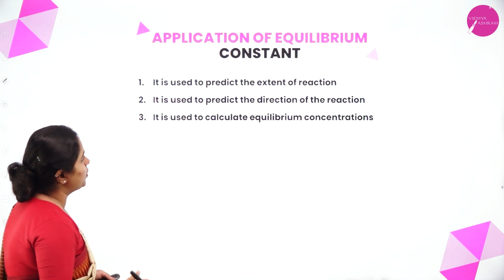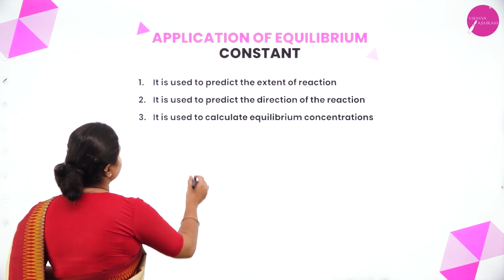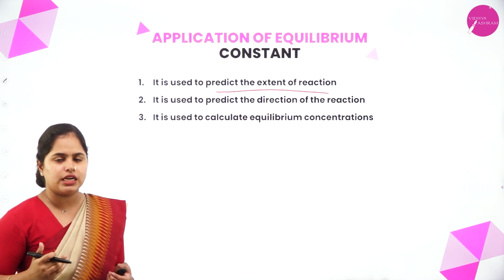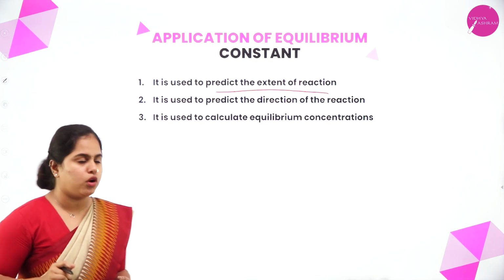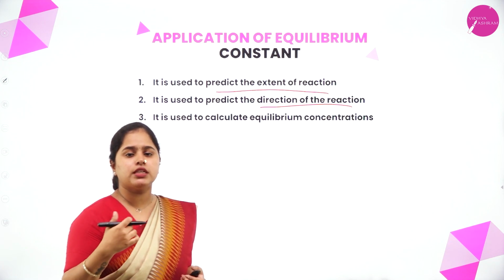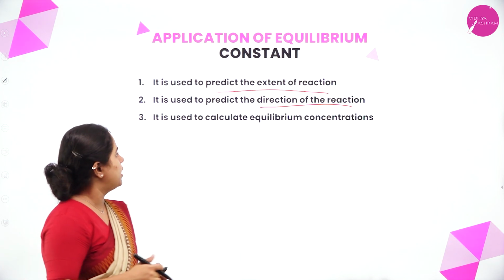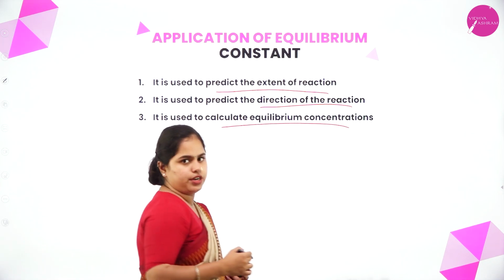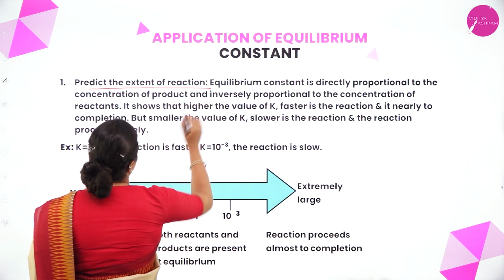Now moving on to the next one, that is applications of equilibrium constant. The first one is that it is used to predict the extent of reaction. To what extent the reaction can take place, we can predict using the value of the equilibrium constant. The next one is to predict the direction of the reaction, that means whether the reaction is going to proceed in the forward direction or the backward direction. And the last one is that it is used to calculate the equilibrium concentrations. So the first one is predicting the extent of reaction.